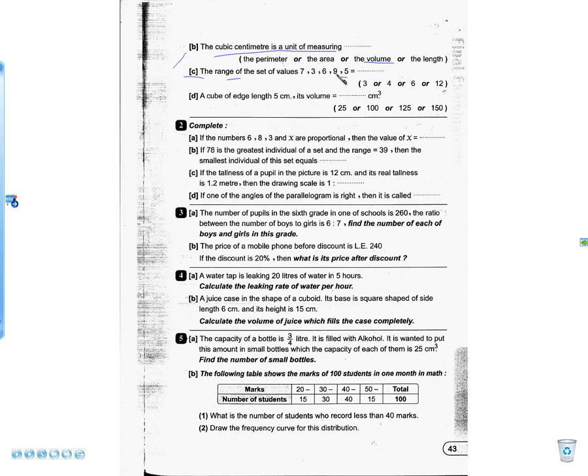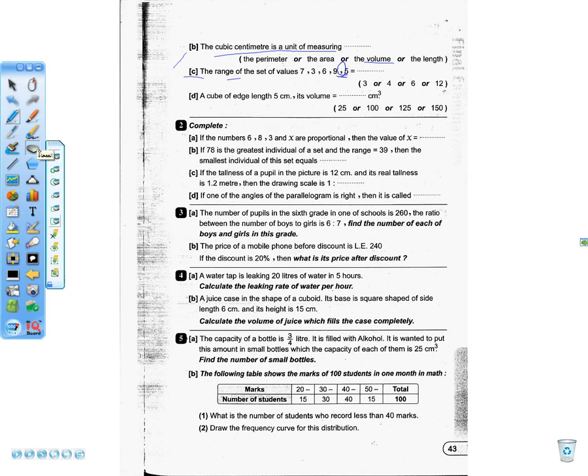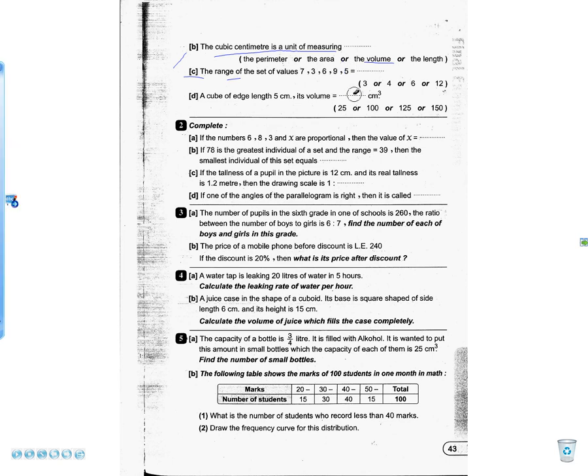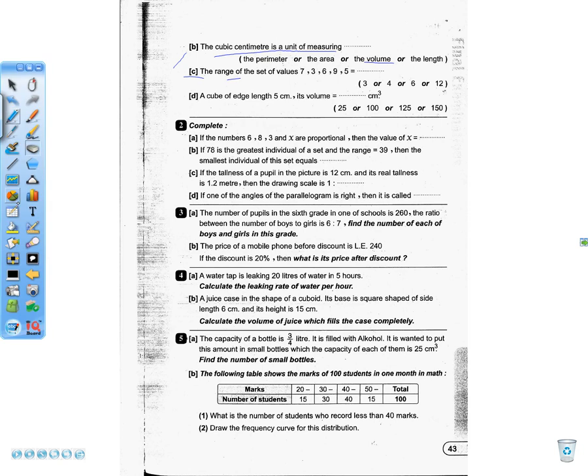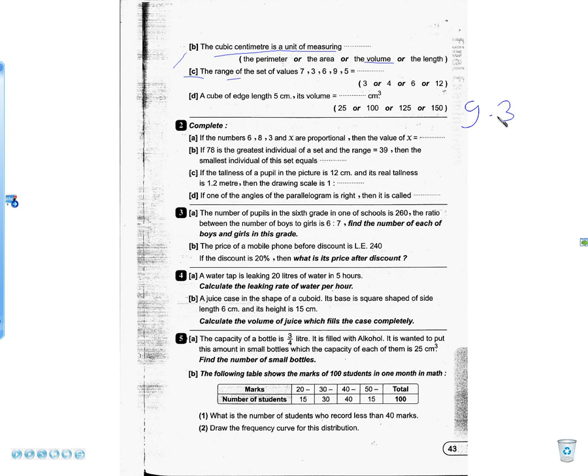9 and 3. So 9 minus 3, we get what? We get 6. So our range is 6. Greatest value minus the smallest one, or maximum minus minimum. Then we move to letter D.